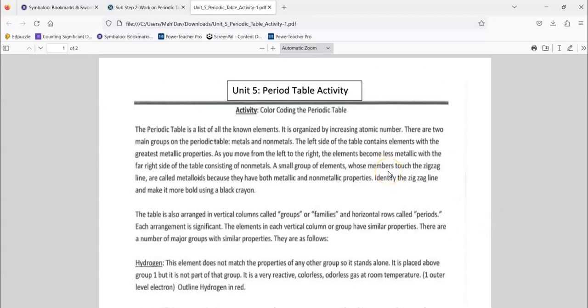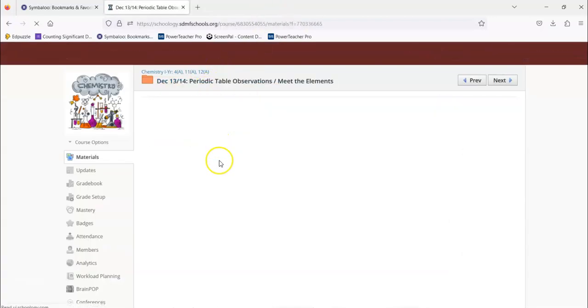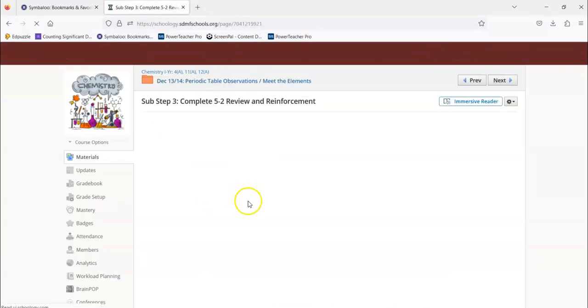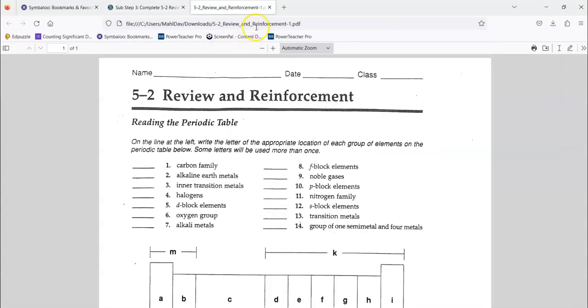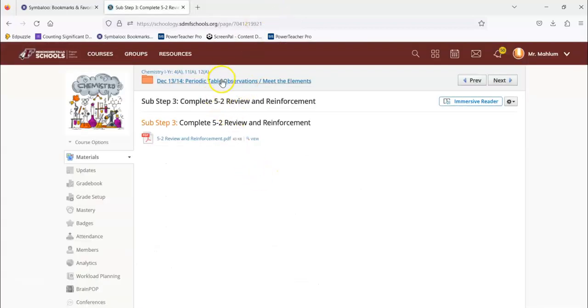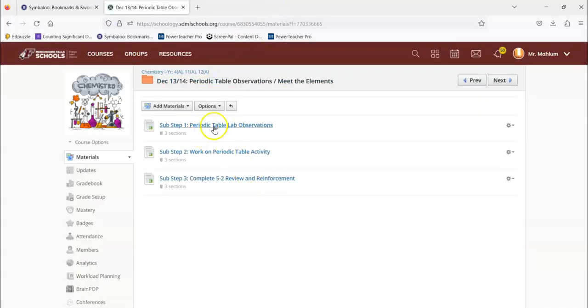You should do that second, after you finish making all of your observations, because if you don't get to this in class, you can always do that for homework. Number three, there is this homework assignment 5.2 review and reinforce, which will also be handed out to you today in class. That goes pretty quick. But the main focus of today is making sure that we do the observations for the elements that are in the room.